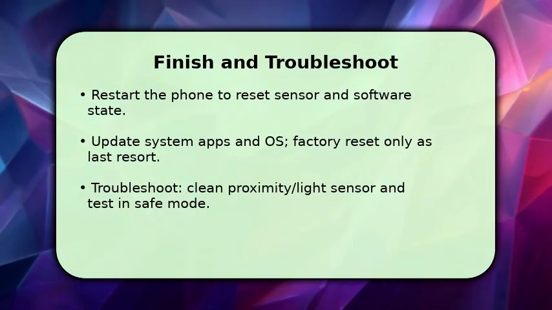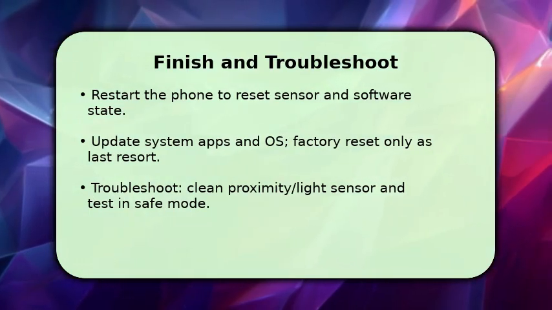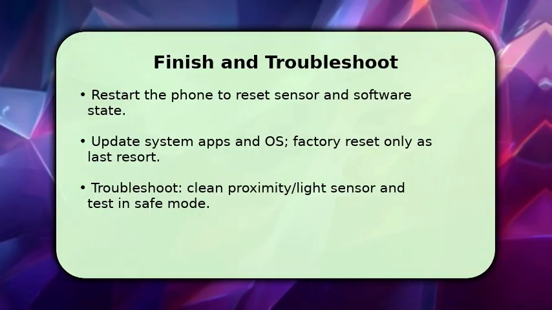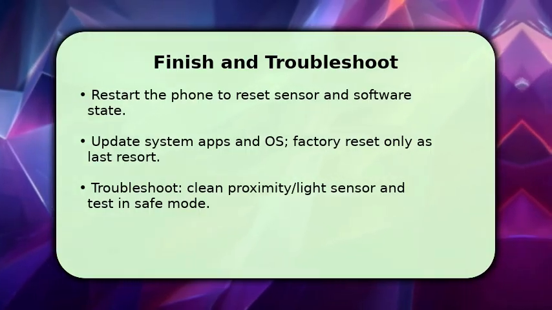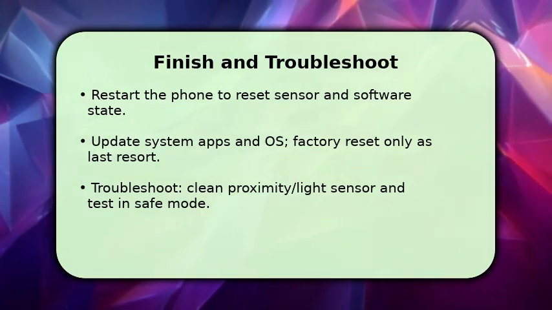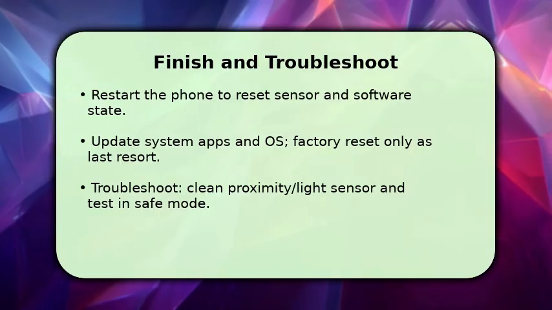To finish, restart the phone to clear temporary glitches and reset the ambient light sensor. Many brightness bugs vanish after a reboot. Make sure your OS and display drivers are up to date in Settings > System > Update, and only consider a factory reset if nothing else works.